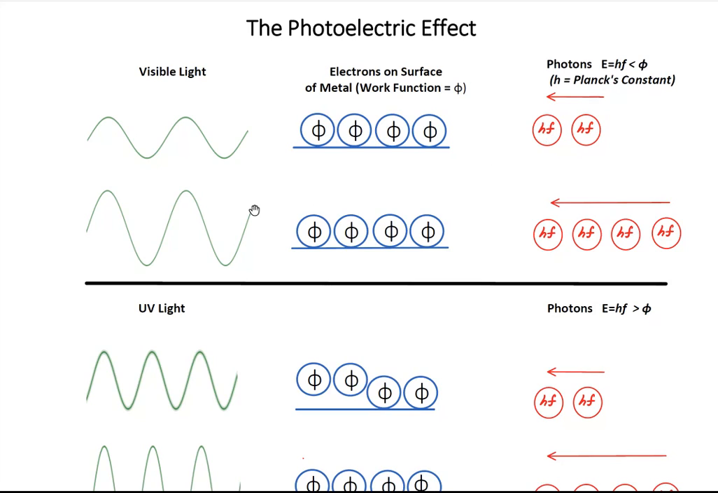Then if you increase the amplitude in the traditional model of the wave, Einstein said that's the equivalent of actually just increasing the overall energy by having more photons, but each individual photon, and this is the key, each individual photon has the same amount of energy as before. And as a result, nothing still happens, because if they all still have the same energy, well, this hf is still not high enough to displace this electron here, because hf is still lower than the work function.